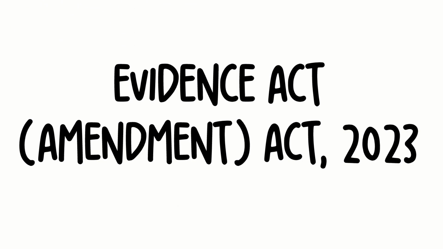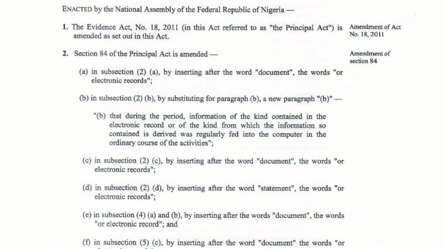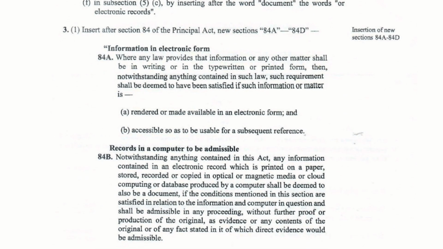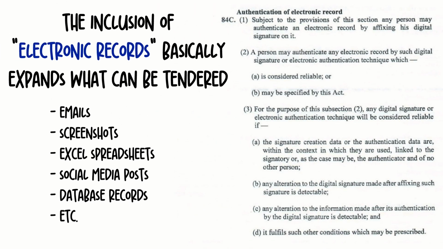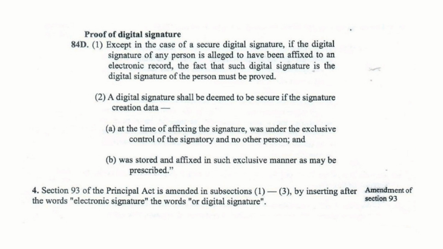Evidence Amendment Act 2023. Sections 2 and 3 of that act amend the principal legislation, which is the Evidence Act 2011, and include electronic records as a type of computer-generated evidence. It also talks about the digital signature that is affixed to the electronic record.